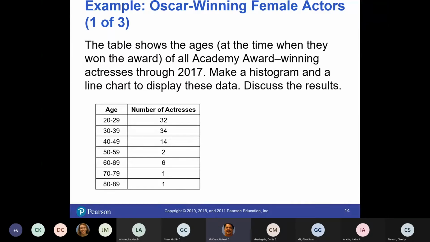So let's take a second and do that just as a refresher for what we've been over so far. I'm going to write it down, and then we'll go to my document cam. Age, and actresses. I'm just going to put F, because I really don't care about what it is. So 20 to 29, 30 to 39, excuse me.